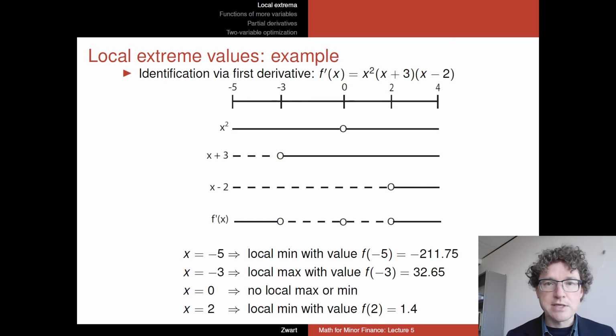Then we did this sign test for the first derivative. So we drew this sign diagram like here. And that allowed us to also say something about x equals minus 5, where there's indeed a local minimum, because the function is increasing from this boundary onwards. And for the point x equals 0, we could conclude that there is neither a local maximum nor a local minimum, because this function is decreasing on either side of this particular point.